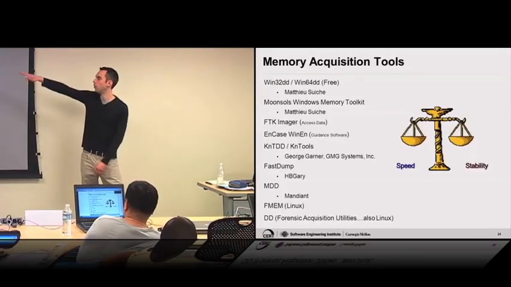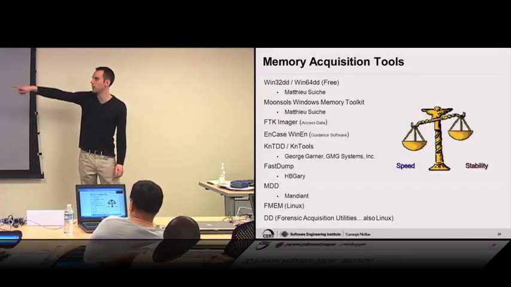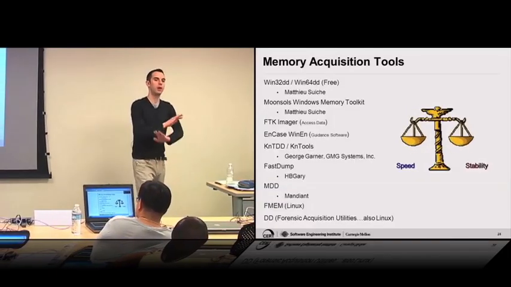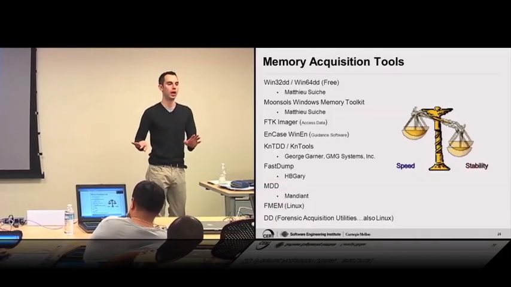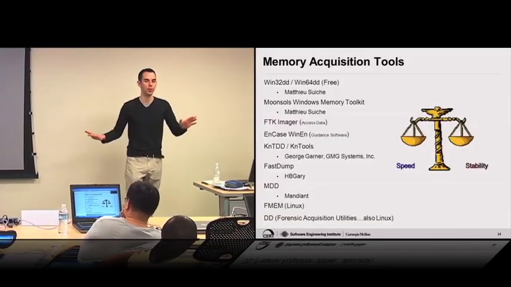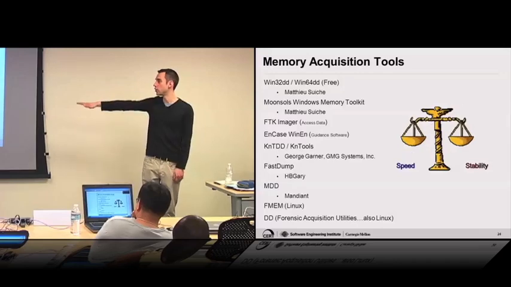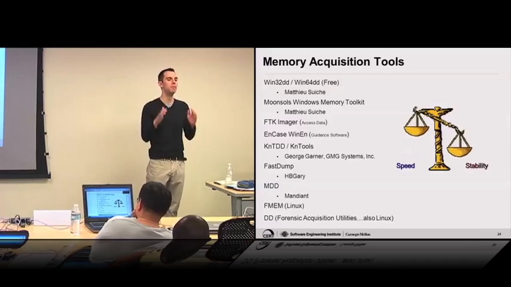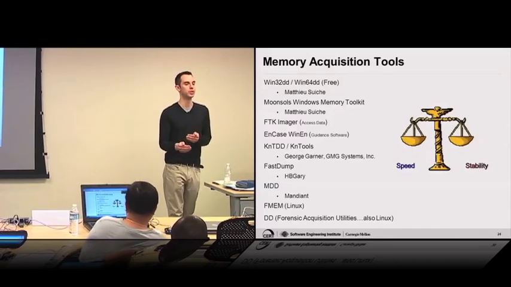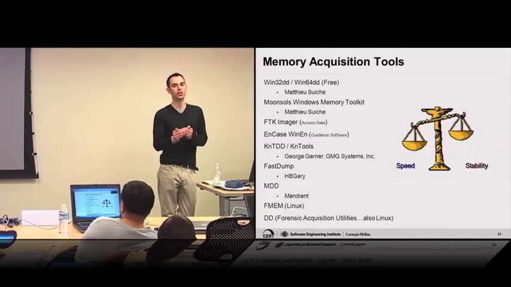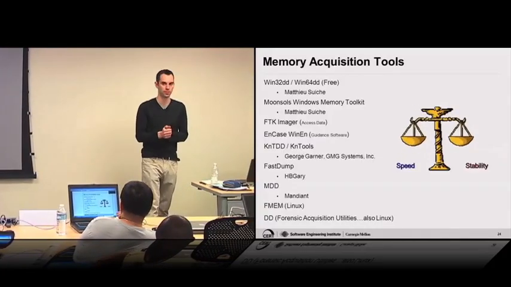For example, the fifth one down there, the KNT DD, is probably the most stable tool out there for memory imaging, at least that I'm aware of, for Windows memory imaging anyways. The reason is that George Garner took a lot of time to make sure he was being careful when imaging memory, right? He took steps so that he wouldn't crash the system.